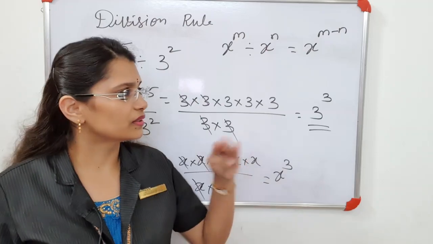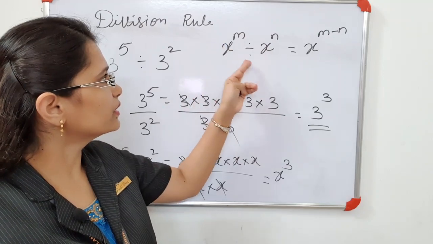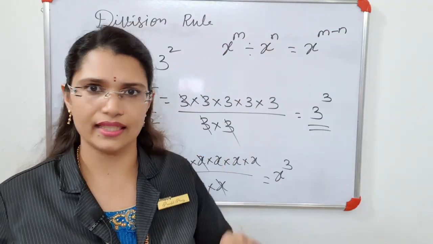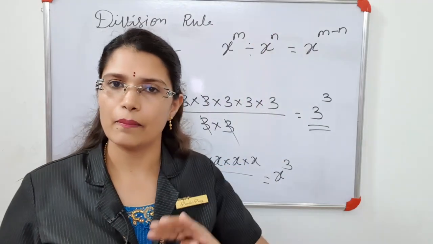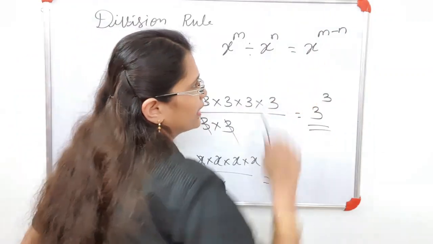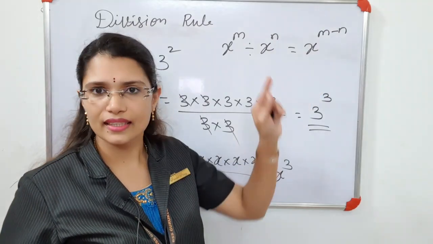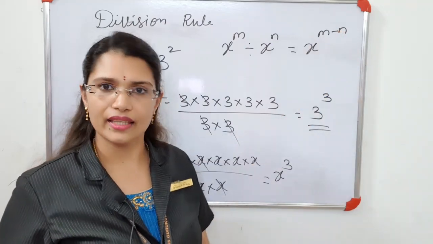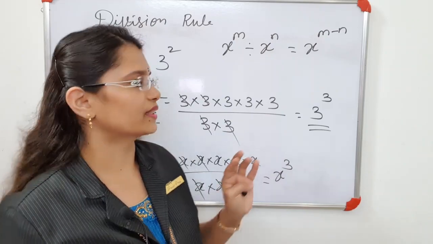Okay. What was the previous multiplication rule? x raised to m into x raised to n is equal to x raised to m plus n. This is x raised to m divided by x raised to n is equal to x raised to m minus n. Here m should be greater than n, then only we can subtract, right? Otherwise you will get a negative number. That we are going to study after this one. Another division we are going to study that.